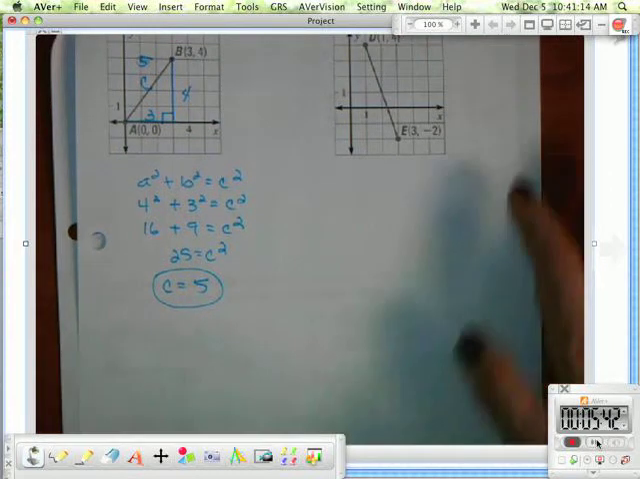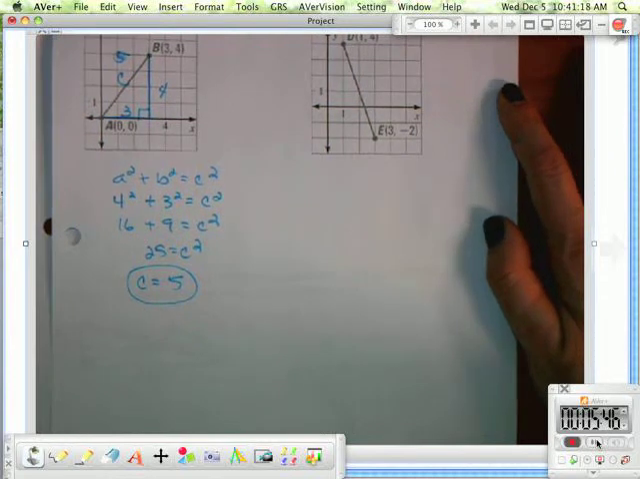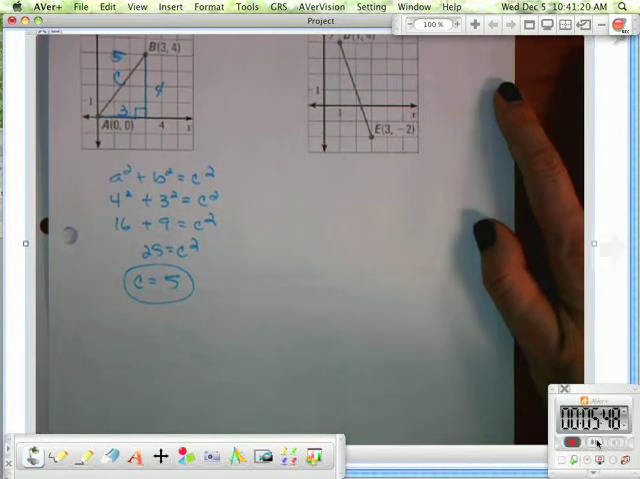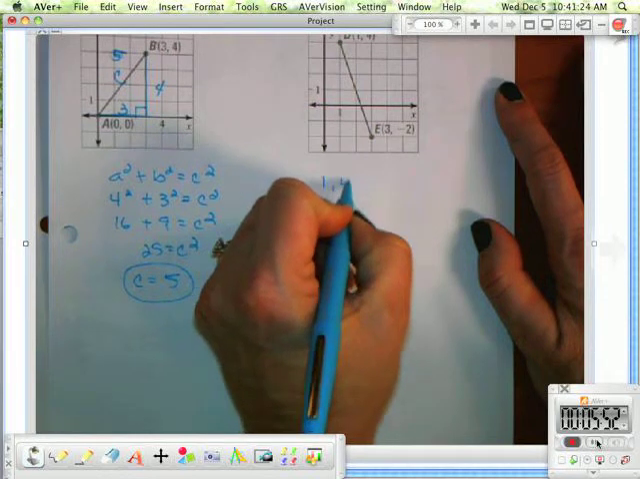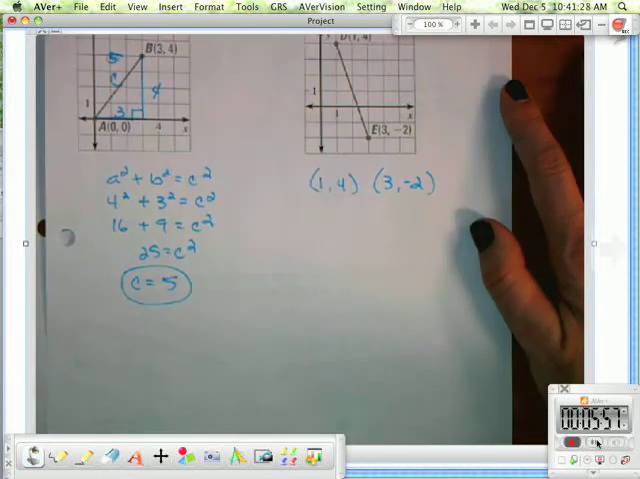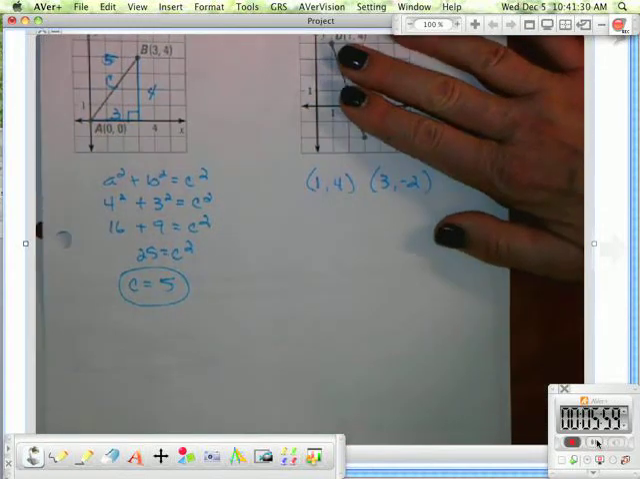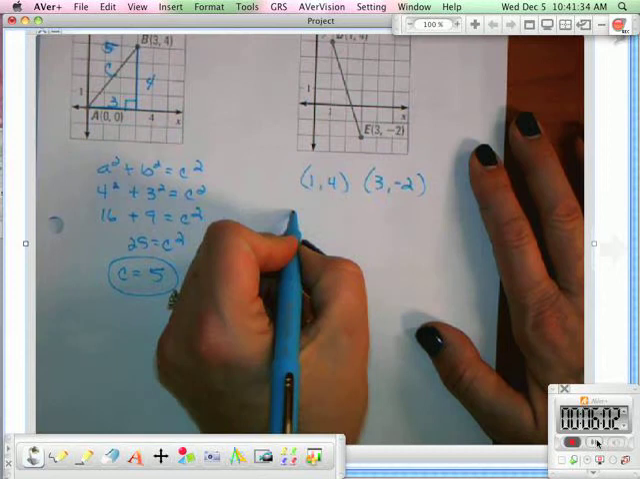Okay. I know we could do this with the Pythagorean theorem, but there needs to be an example when you don't have a graph. So I'm just going to write these 2 points here. I have 1, 4, and I have 3, negative 2. Let's say we didn't have the graph, and we needed to find the distance between those 2 points. I'm going to use the distance formula. I'm going to write it down right here.